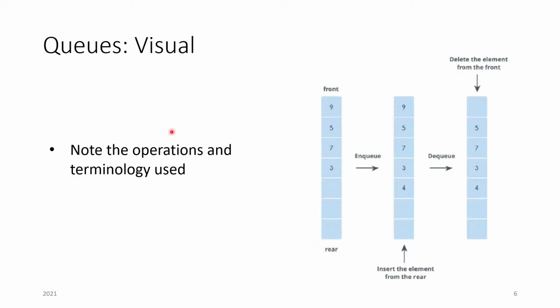So if we say this is the front of the queue and this is the rear of the queue, the 9 value here was the first value inserted into the queue, followed by 5, 7, and then 3. If we insert another value into the queue, it goes at the rear end, so this 4 value here goes to the end. And if we remove any elements from the queue, they're removed from the front, so this 9 value will be removed if we use that operation.